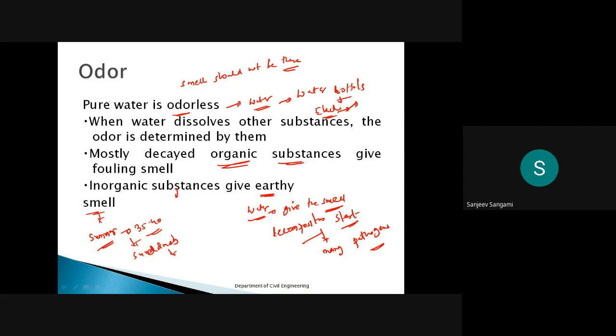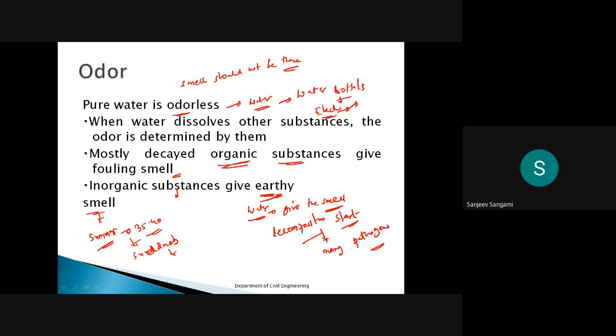Remember two things. If organic substance is there, it will give a foul smell. If inorganic substance is there, it will give the earthy smell.